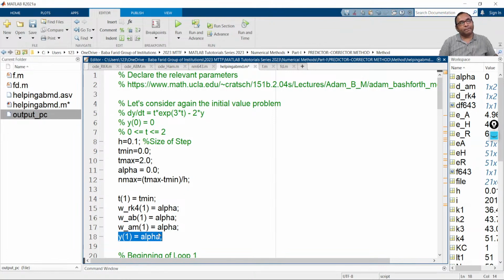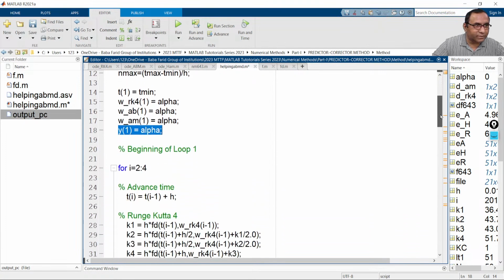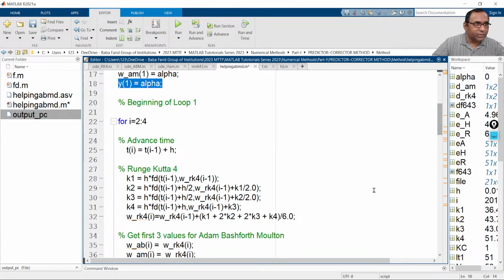the analytic solution. Okay, now see here, for the beginning of loop 1, which is the initialization, which is required for 4 points when we are using the Runge-Kutta method, or we are using the Adams-Bashforth-Moulton method, etc.